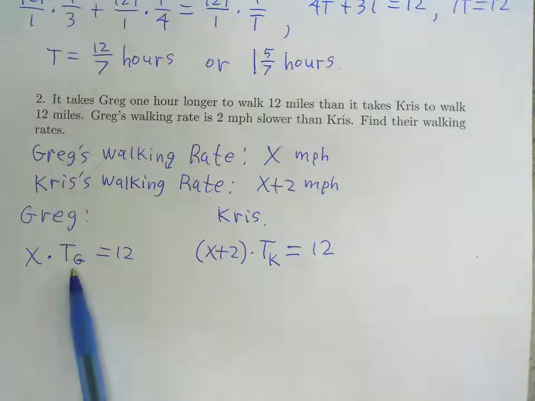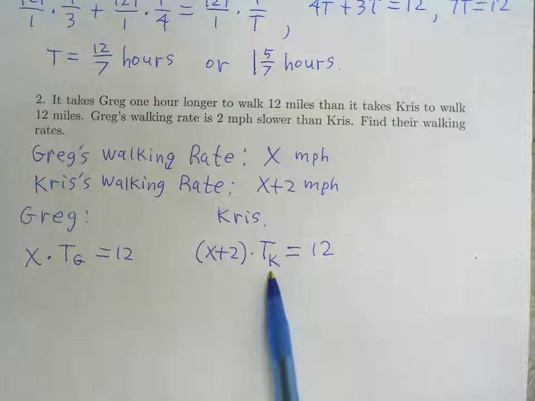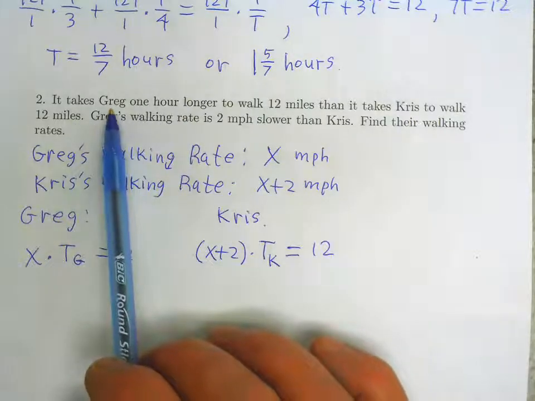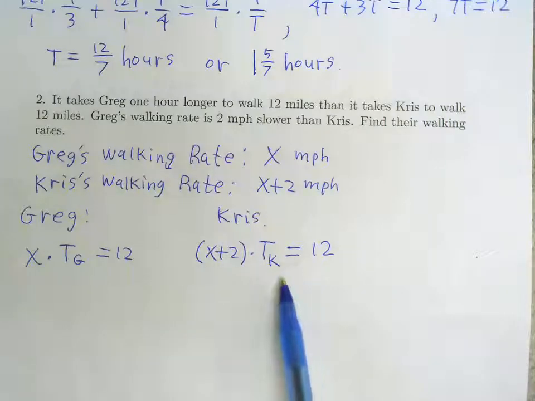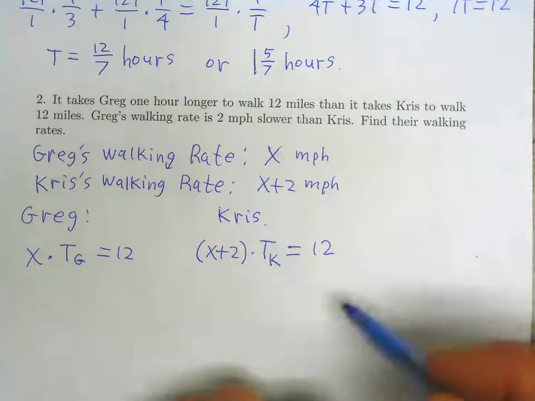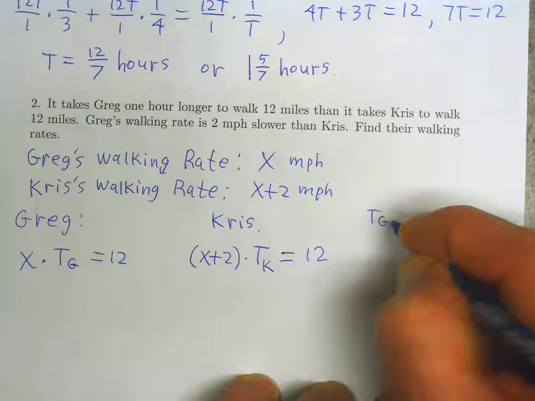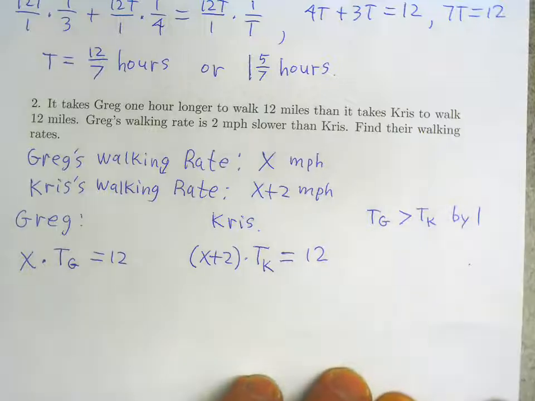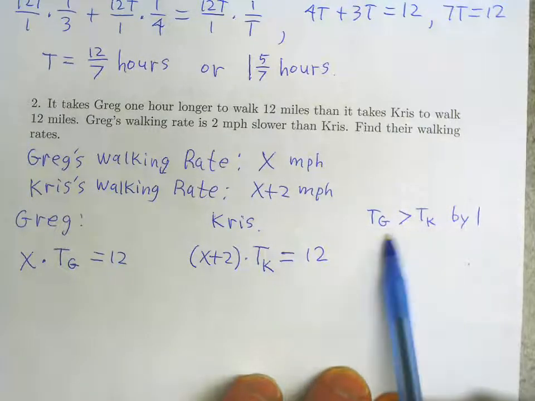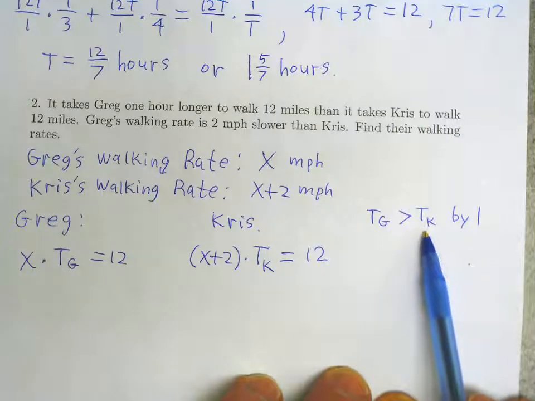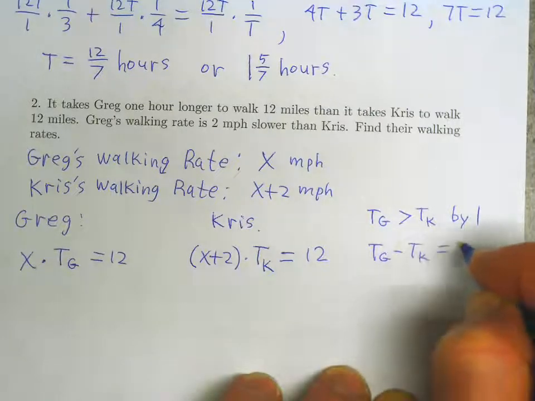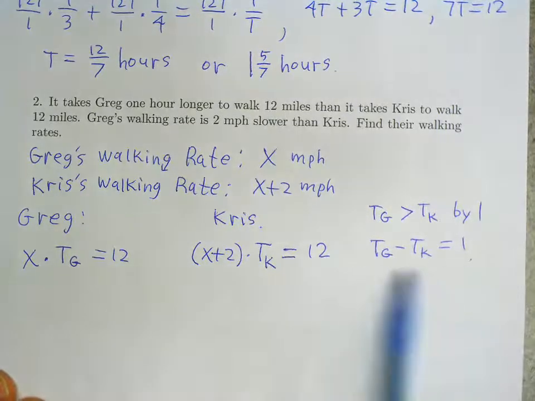Okay, so what's the relationship between Greg's time and Chris's time? Well, we're told that in the first sentence. It took Greg 1 hour longer to walk 12 miles than it took Chris to walk 12 miles. So this amount of time for Greg, that's a bigger number than the amount of time for Chris. It's bigger by 1. So we can form an equation out of this. There are 4 options, but one option is to subtract the smaller number from the larger number. So in other words, Greg's time minus Chris's time is equal to 1. And we'll come back and use this in a minute.